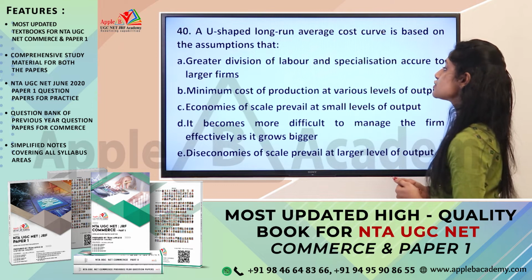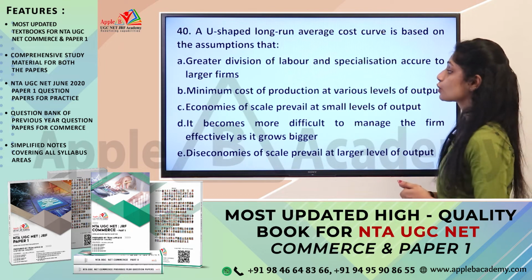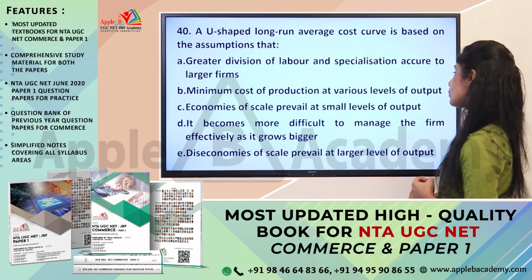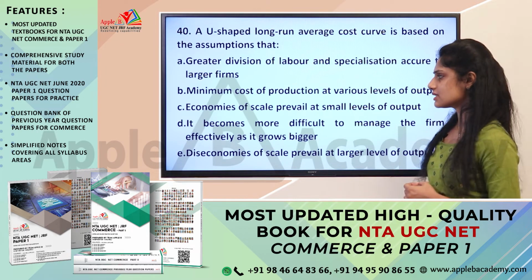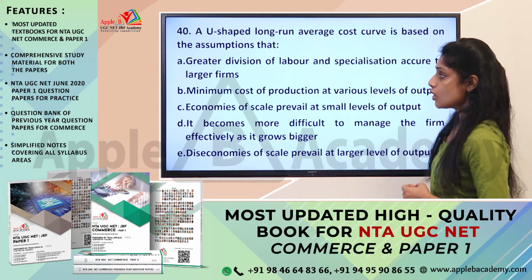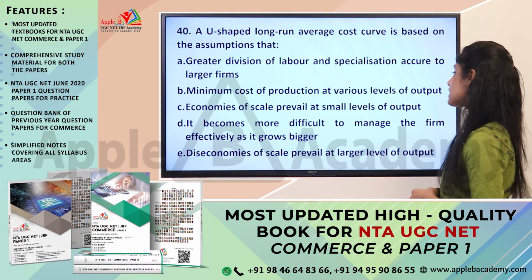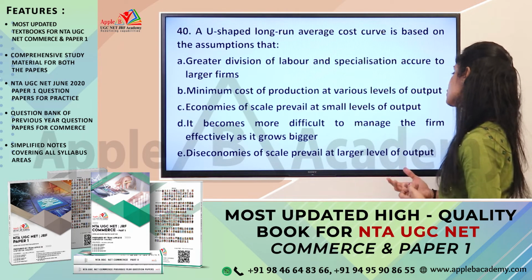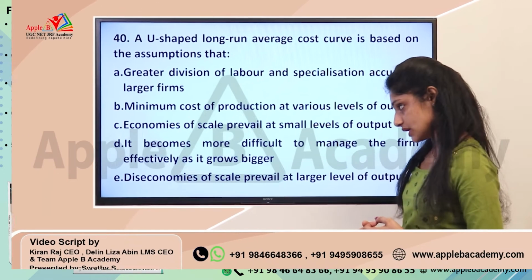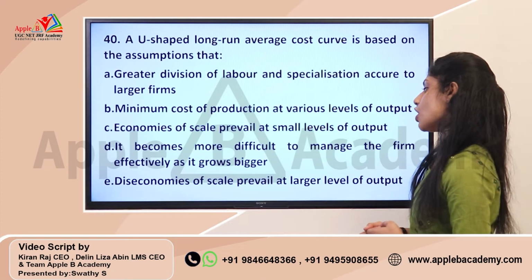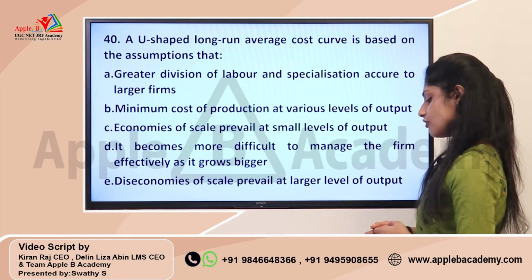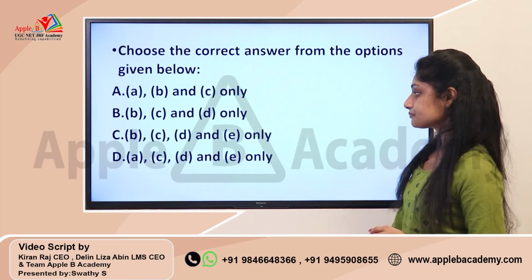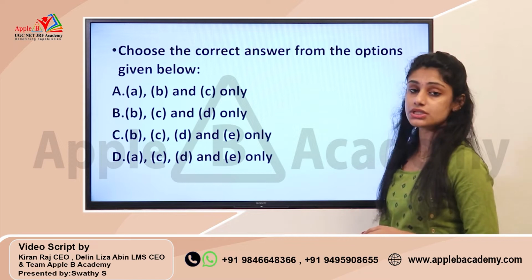A, great division of labor and specialization accrue to large firms. Of course, that point should be there. B, minimum cost production at various levels of output. Is that a point you can connect with it? No. C, economies of scale prevail at small levels of output. True. D, it becomes more difficult to manage the firm effectively as it grows bigger. Right. E, diseconomies of scale prevail at a large level of output. So you can say that A, C, D and E should be there. A, C, D and E, that is option D.